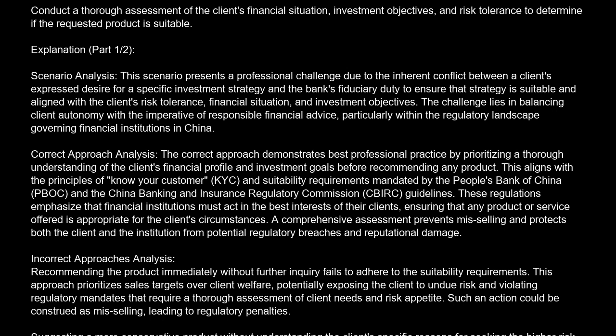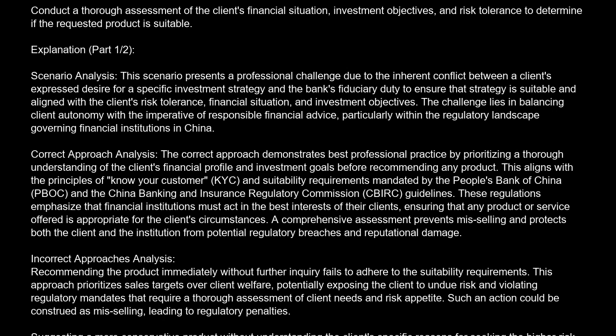This scenario presents a professional challenge due to the inherent conflict between a client's expressed desire for a specific investment strategy and the bank's fiduciary duty to ensure that strategy is suitable and aligned with the client's risk tolerance, financial situation, and investment objectives. The challenge lies in balancing client autonomy with the imperative of responsible financial advice, particularly within the regulatory landscape governing financial institutions in China.